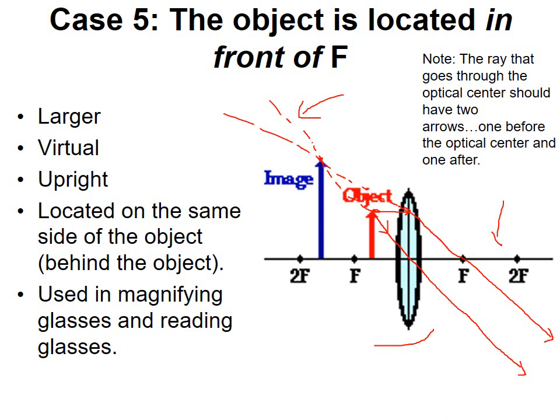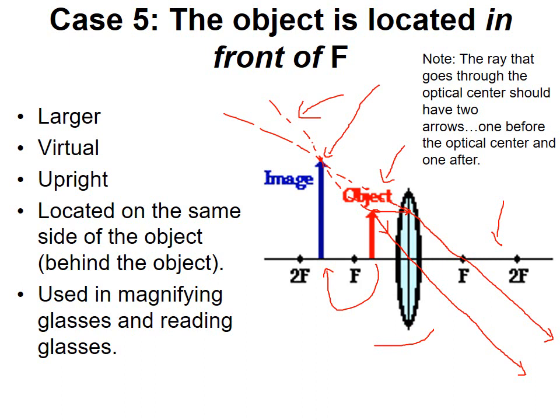So even though this makes a larger image, this cannot be used for projectors. I need you to think about why this location can't be used for projectors. I told you guys the object has to be located between 2F and F for the projector. Putting the object between F and the optical center will give you a larger image, which is what you want, but there's something still lacking that will allow it to be actually useful for the projector use.